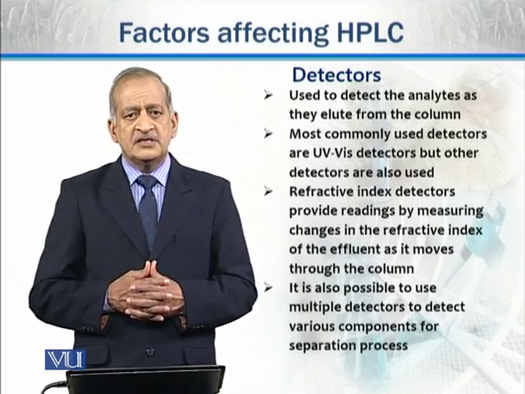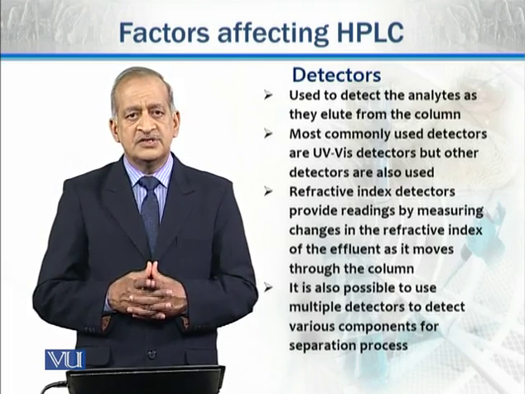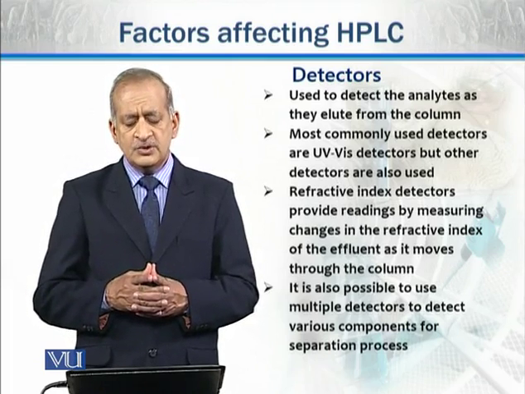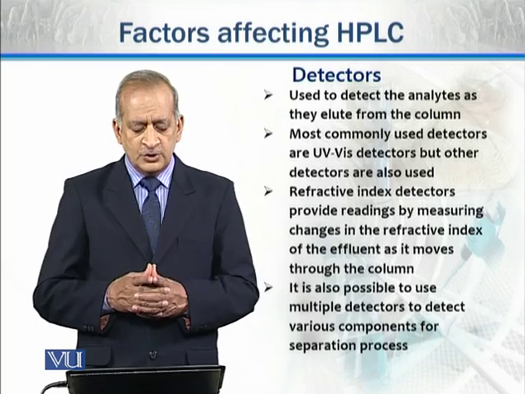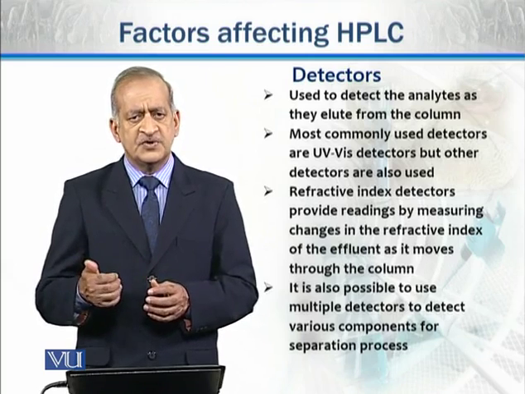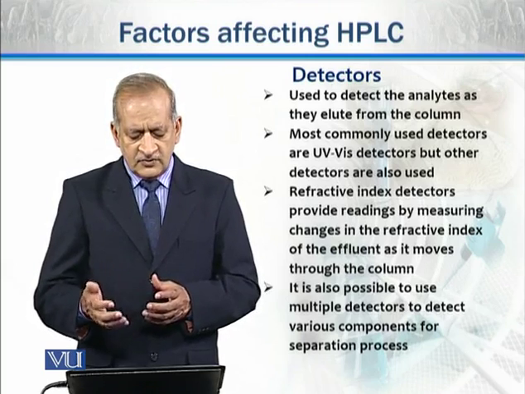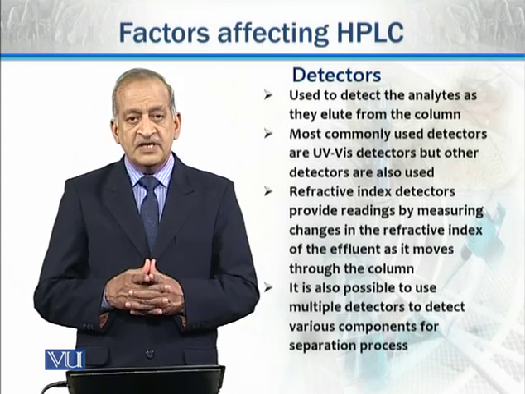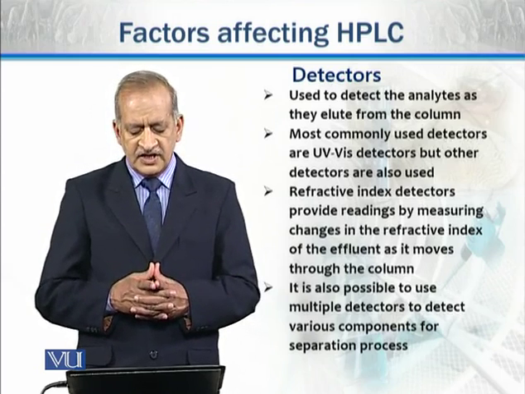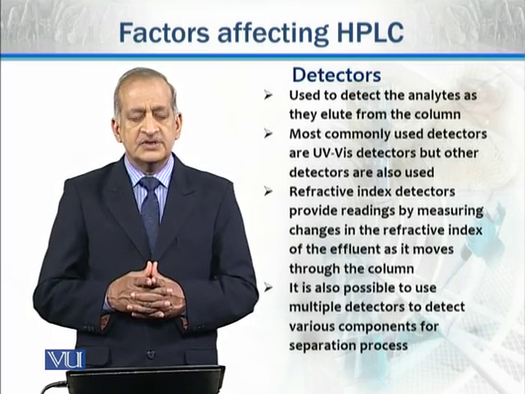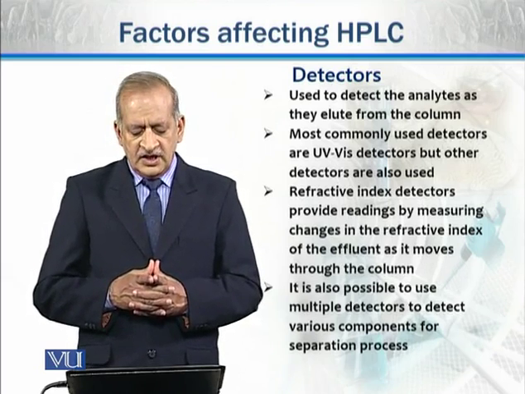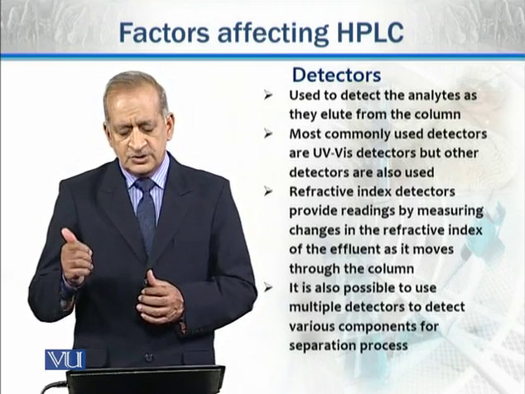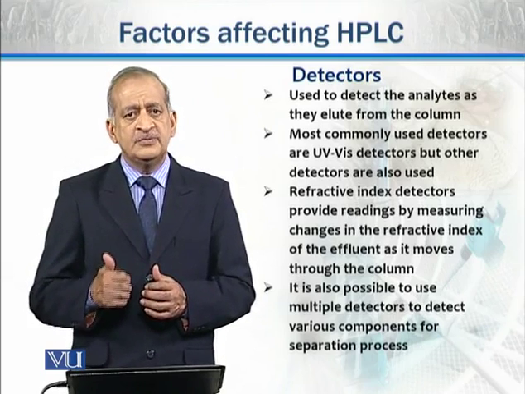Detectors, as the name indicates, जाहिर है इनका पर्पस क्या होगा? To detect the analytes as they come out of the column. Most commonly used detectors are UV visible detectors, but other types of detectors are also used. For example, refractive index detectors provide readings by measuring changes in the refractive index of the effluent as it moves through the column. And it's also possible to use multiple detectors to detect various components of the same mixture.